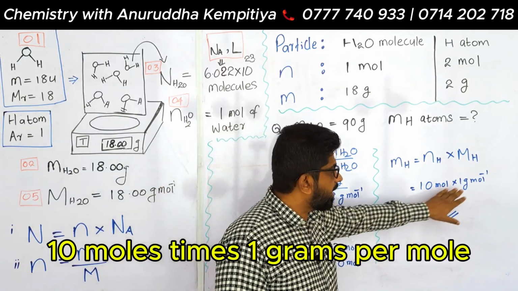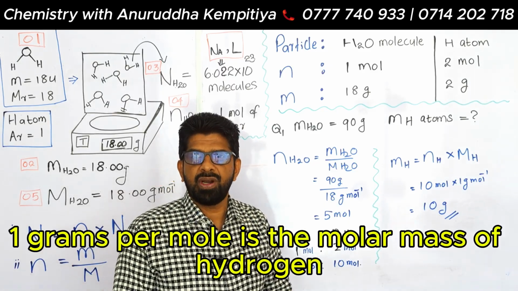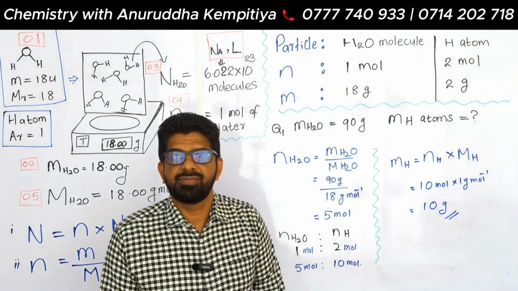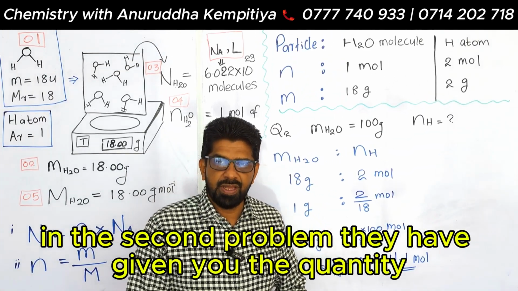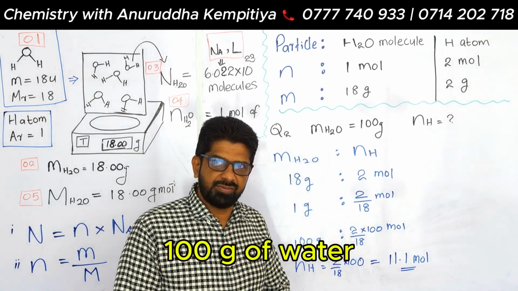So 10 moles times 1 gram per mole. 1 gram per mole is the molar mass of hydrogen. Now we are getting 10 grams again. In the second problem, they have given you the quantity 100 grams of water.